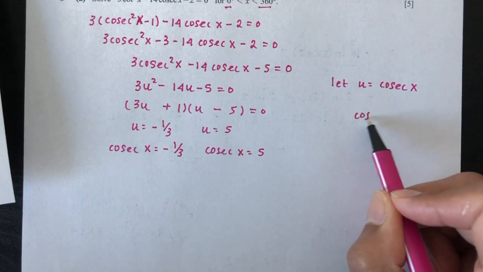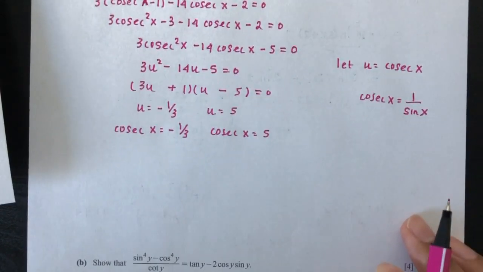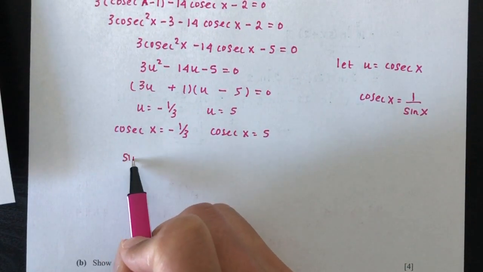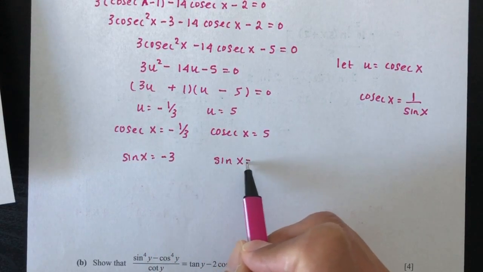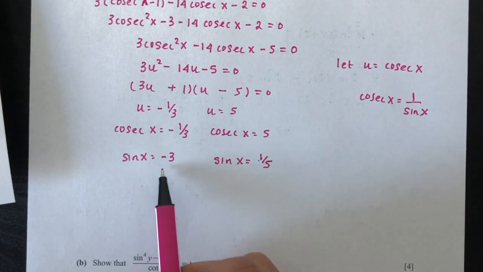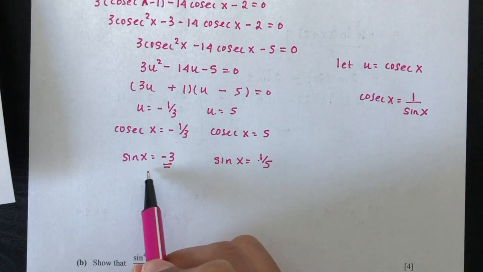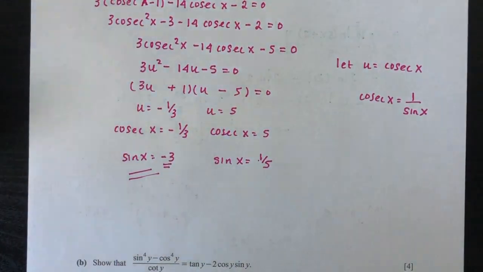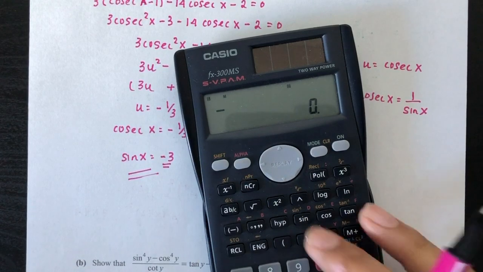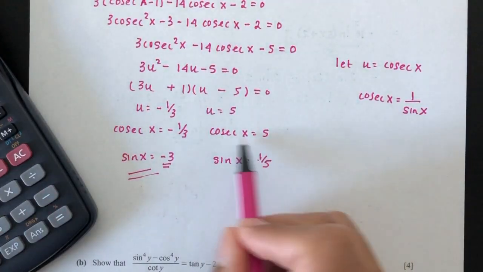As you know, cosec is actually equal to 1 over sin x. Now replace back here, sin x will be equal to minus 3 and sin x will be equal to 1 over 5. So now the value here is more than 1. So you will have an error here. This is not a valid solution, so you will not go through. Let's test. Sine inverse of minus 3, error. So it is not good. So we can only use this one.